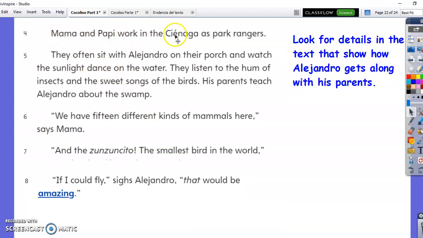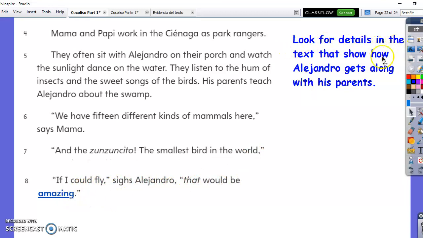Mama and Papi work in the Ciénaga as park rangers. They often sit with Alejandro on the porch and watch the sunlight dance on the water. They listen to the hum of insects and the sweet songs of the birds. His parents teach Alejandro about the swamp. We have 15 different kinds of mammals here, says Mama. And the zunzuncito, the smallest bird in the world. If I could fly, says Alejandro, that would be amazing.